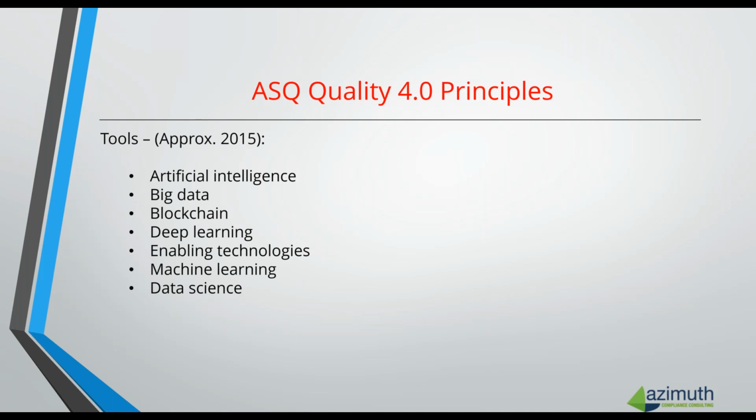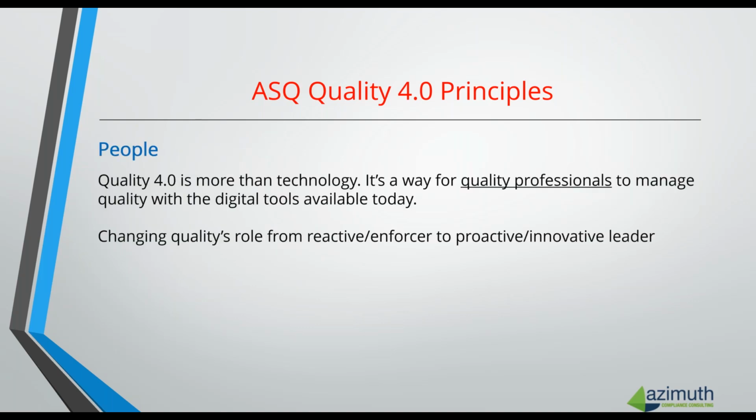So to continue, ASQ Quality 4.0 talks about three things: people, process, and technology. In the people part, they're looking at the quality professionals. I expand that a little bit further to the supply chain people as well. It says your role is changing. As a quality person, you're changing from a reactive enforcer to more of a proactive innovator. You're constantly improving because you have data that tells you where your improvements are needed.